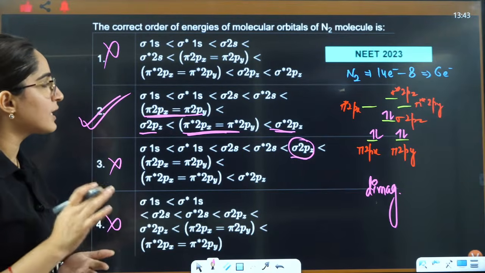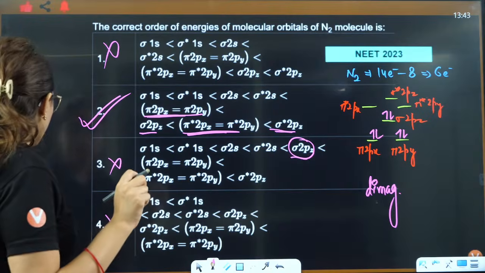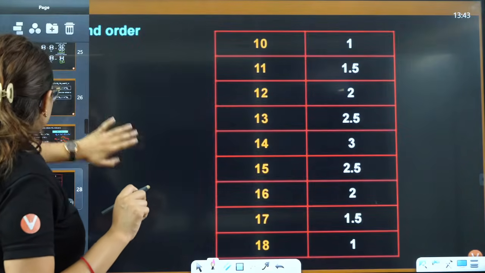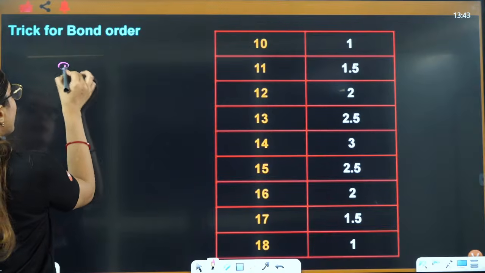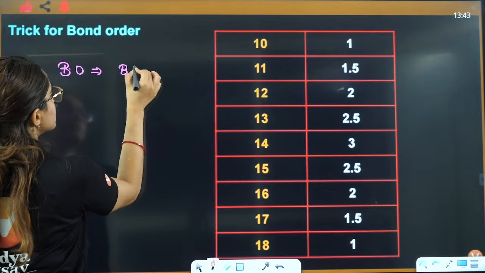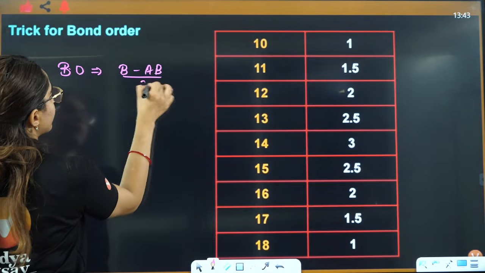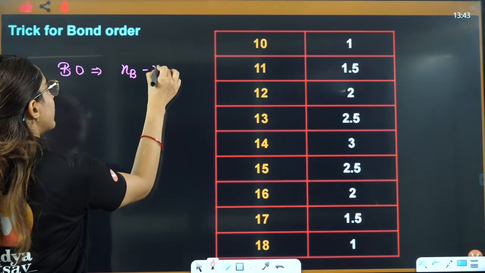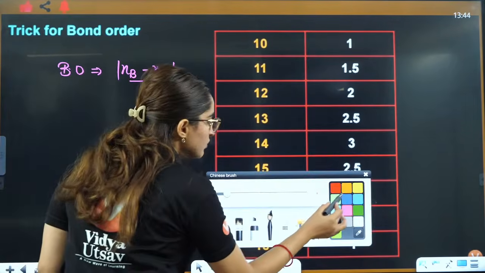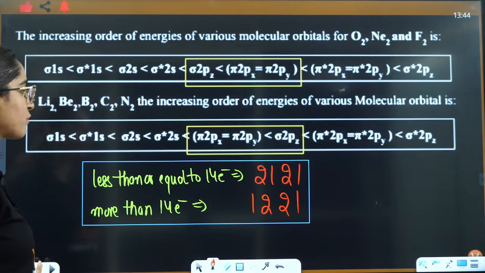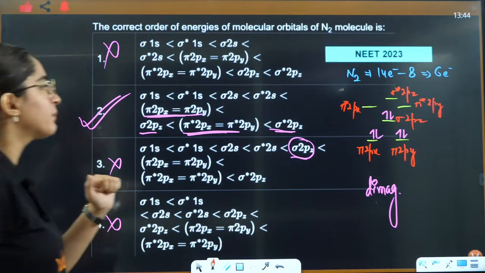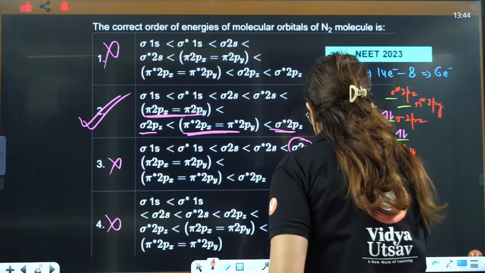And the next thing is, guys, they ask you the bond order here, right? The bond order actually has a formula: bonding electrons minus anti-bonding electrons, divided by 2. Now you don't have to do it again and again, because I did it for oxygen just now. Let's say for this, what will be the bond order? Bond order you want to calculate here.